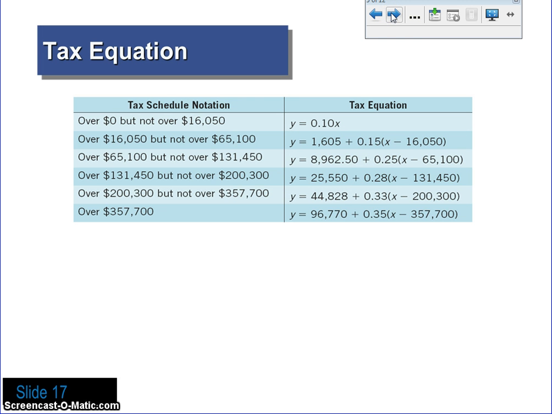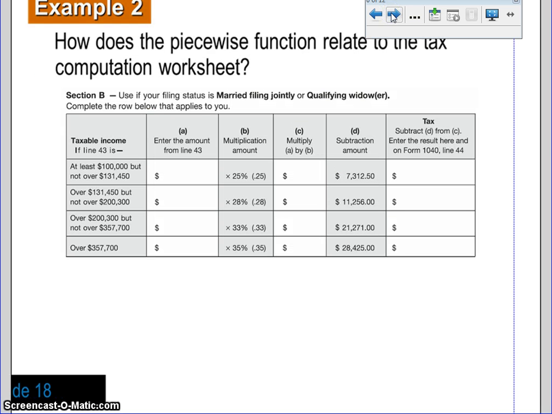Moving on to example number 2. Here we've got our tax equations, and here we've got our tax table that we looked at yesterday. The question is, how does the piecewise function relate to the tax computation worksheet? We're going to take this first example right here, where it states at least 100,000, but not over 131,450.